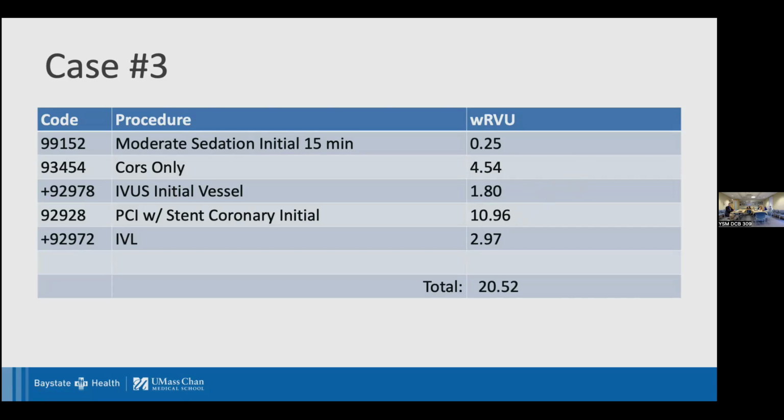And then we do get an add-on 92972 for the IVL for the shockwave catheter. Now, I'd like to point out this is 20.52 RVUs. This is half of what the previous procedures billed. Okay? This procedure very much took longer than the previous ones, right? The double kiss crush is a long procedure, right? But that's the vagaries of the coding system.